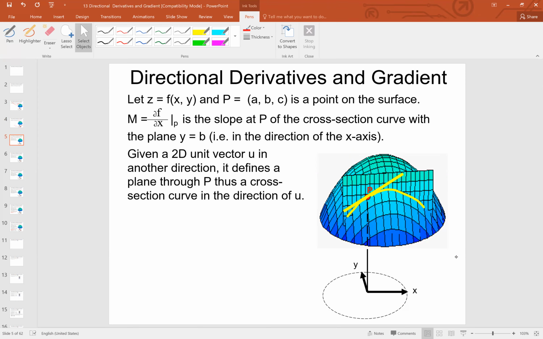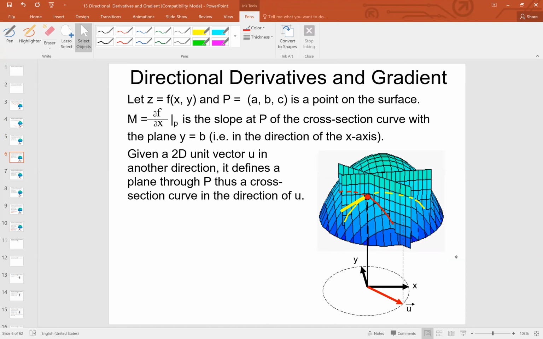Unitized. If you have any other vector pointing in the same direction, you need to unitize it to become the compass direction vector. And that direction defines a plane. That plane cuts the surface, and the surface has a curve as a cross section with whatever this sphere or semi-sphere is, and that has a slope. So instead of just the partial x and partial y in the x and y directions, now we want the slope in a particular direction, in any direction on the compass. It turns out the answer for doing this is very easy.